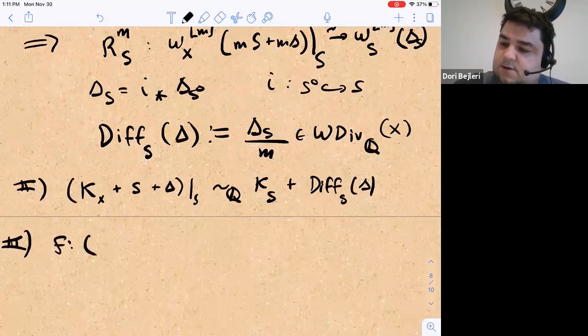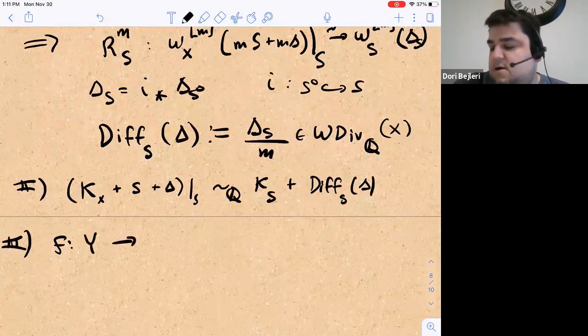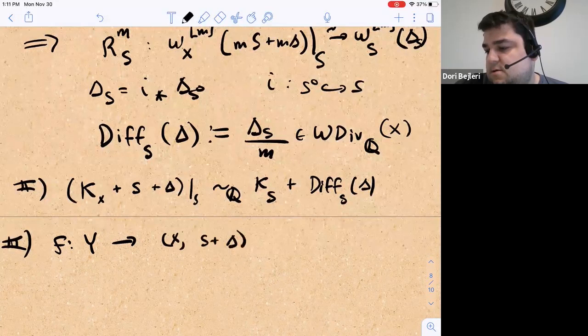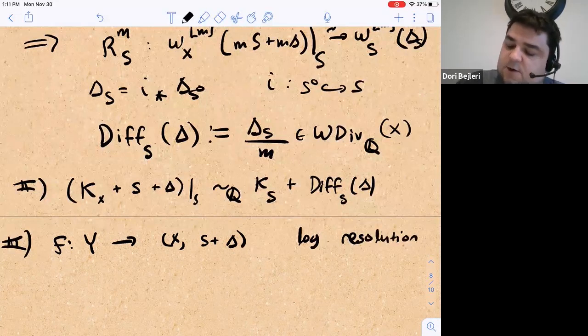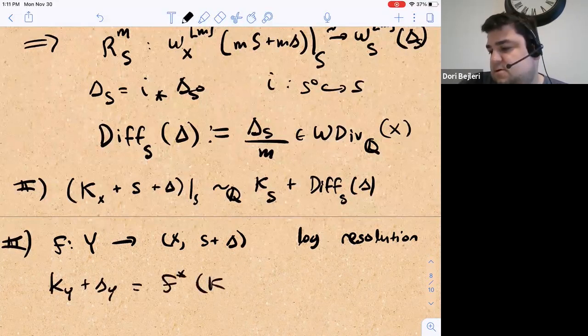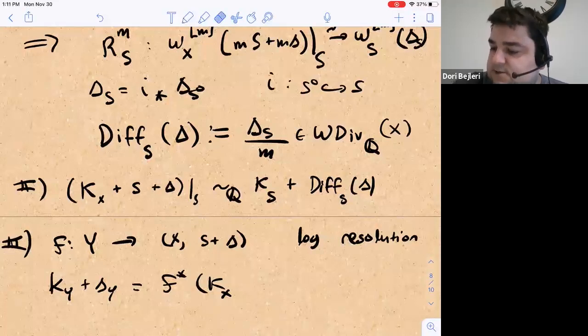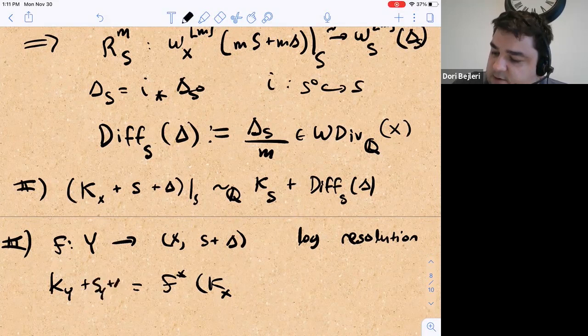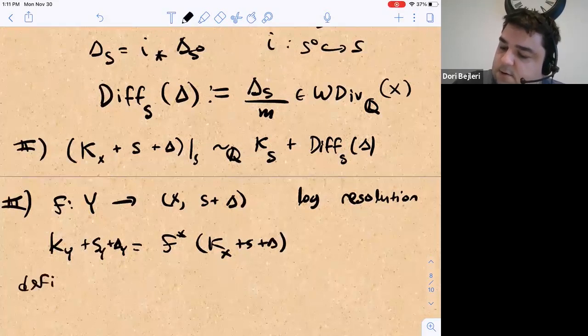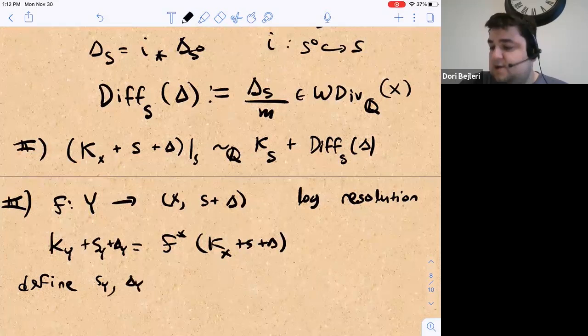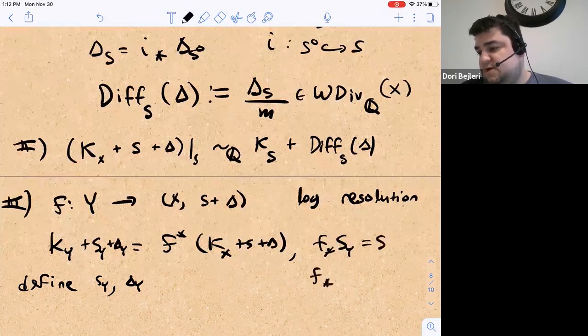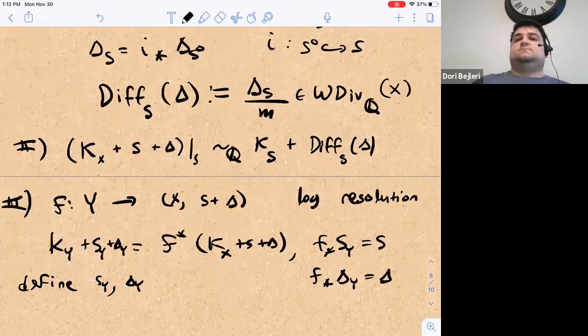So here's what we do. Let's say that we have a log resolution of our pair (X, S + Δ), and let's pick our divisor on Y, our boundary, so that K_Y + Δ_Y is the pullback of K_X. Sorry, we wanted S as well. So K_Y + S_Y + Δ_Y is the pullback of K_X + S + Δ. So define S_Y and Δ_Y with: one, it's the pullback, and then two, the push forward of S_Y is S, and three, the push forward of Δ_Y is Δ. So that'll be our boundary on Y.